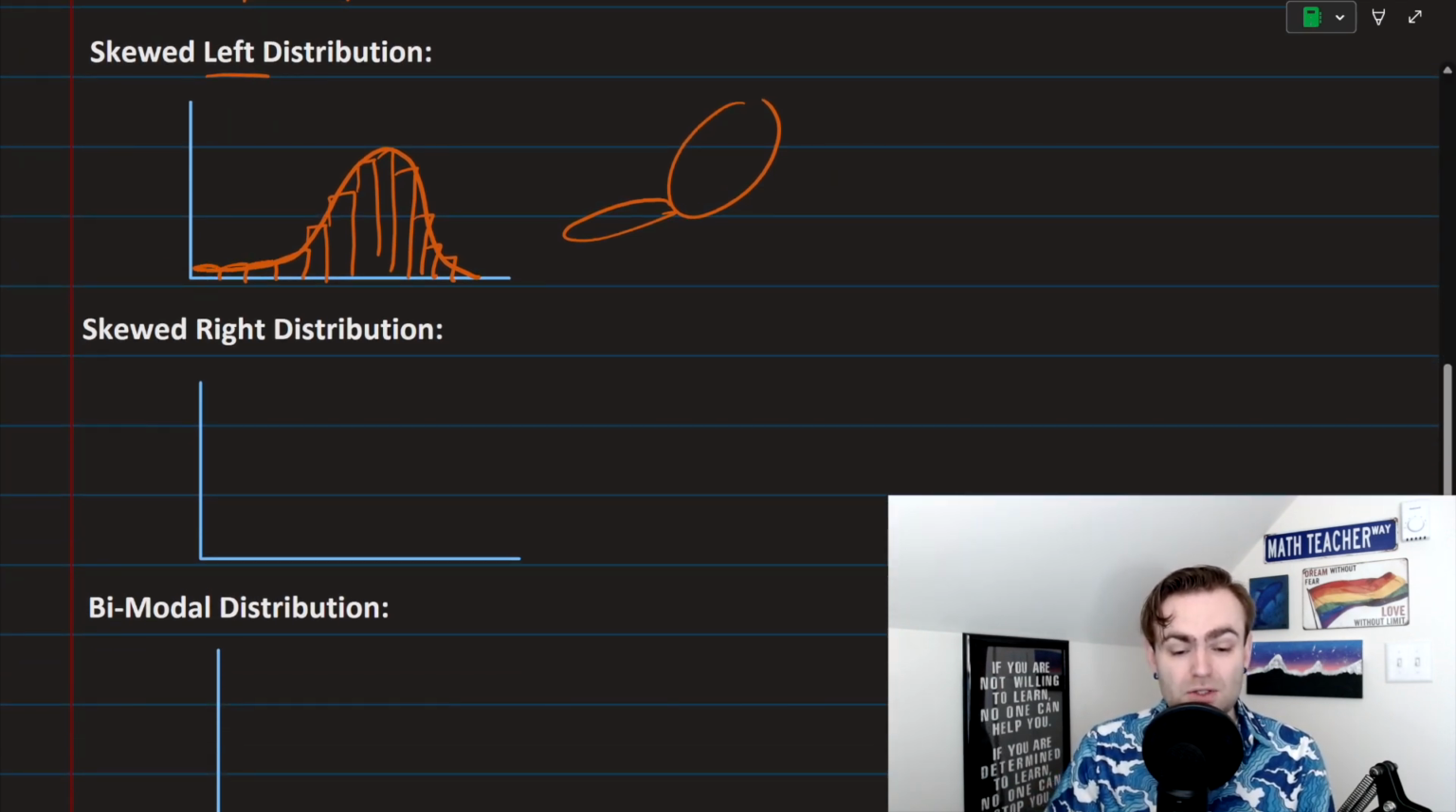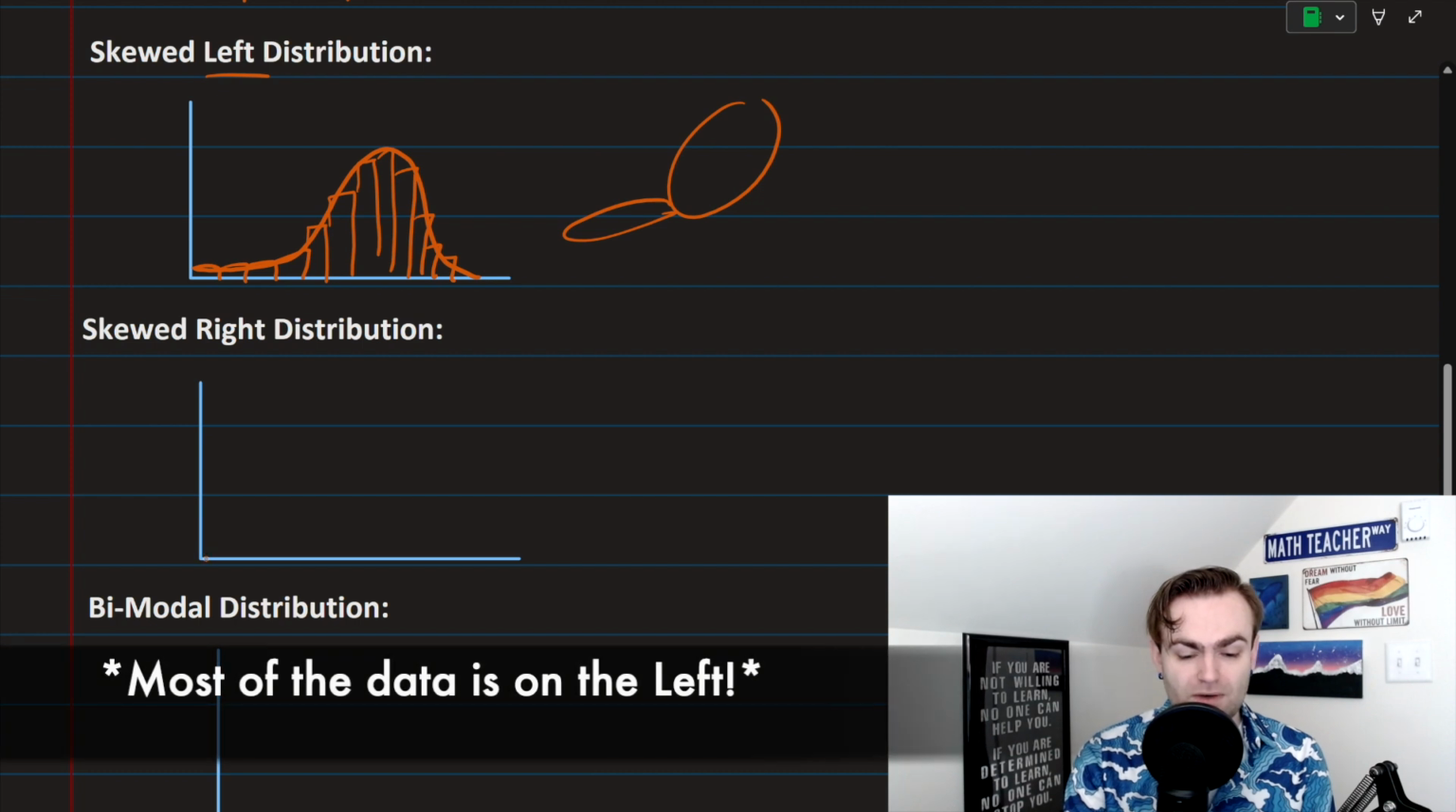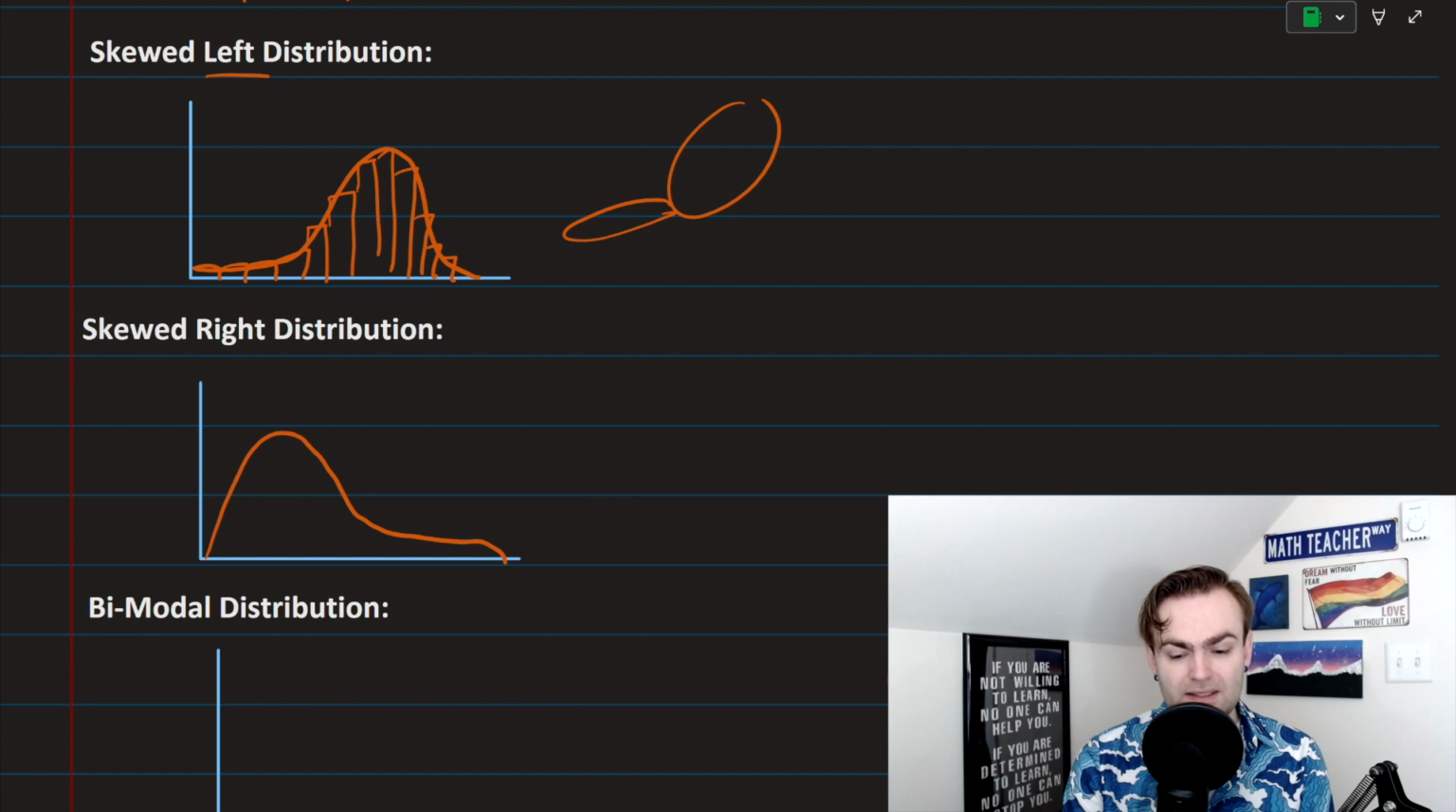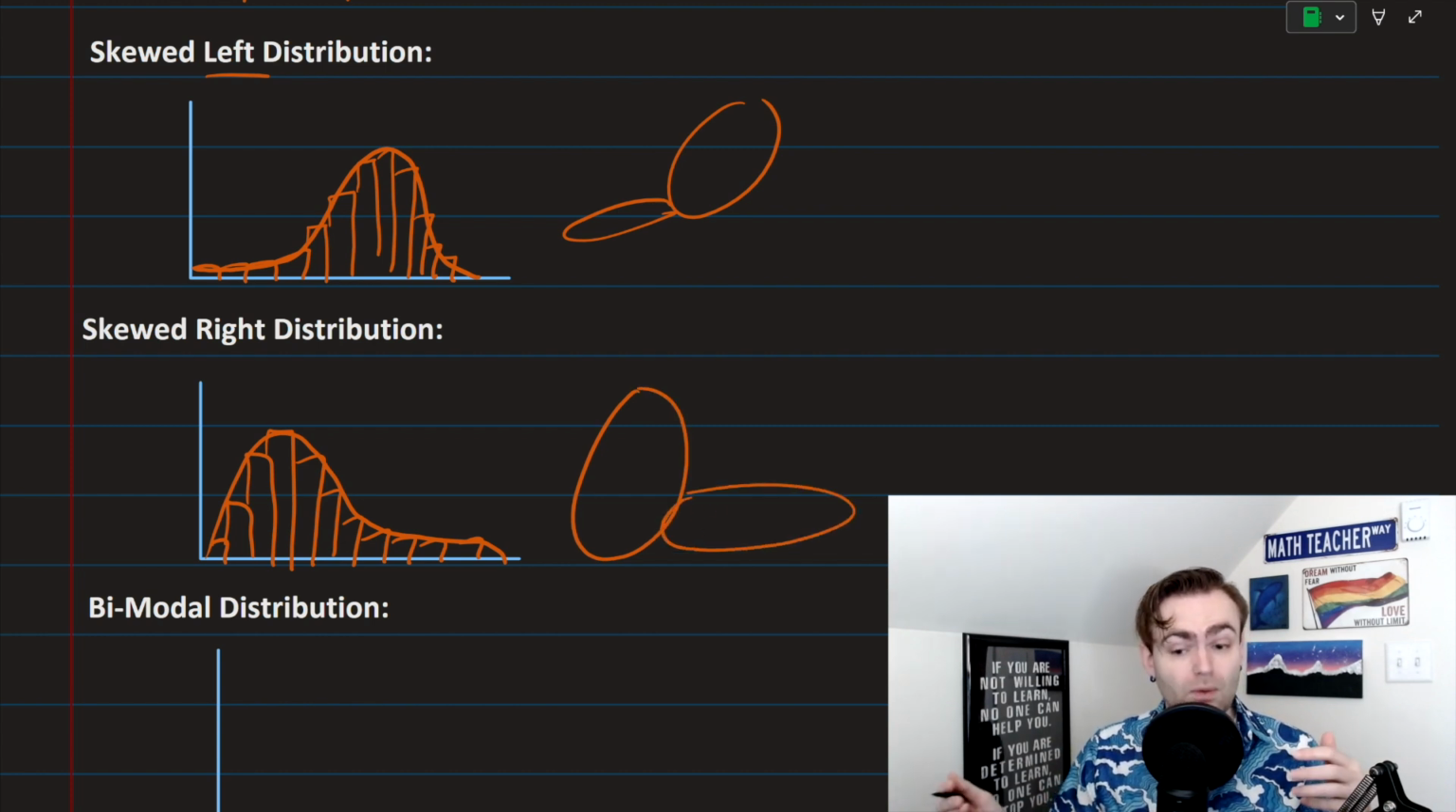A skewed right distribution is the exact opposite, where most of our data is on the left side, but there's some outliers on the right. So we get something like this. Again, you can think of it as we have most of our data on the left, and we have some sort of tail on the right side.